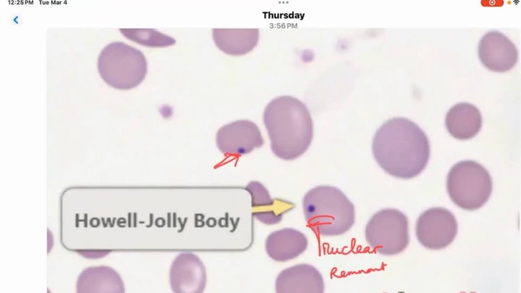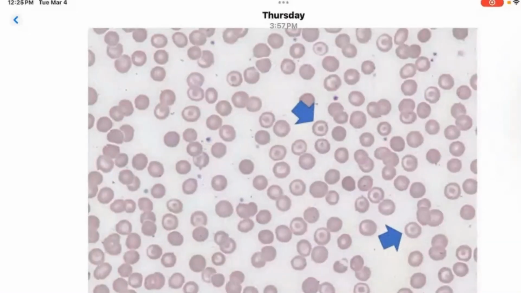Okay, so these are target cells, all right? The target cells, the arrow is pointing at. They have a bullseye. I like to call them donut cells, but not exactly a donut. They have that pink central staining in the middle of the cell. The normal cells have a central pallor, but target cells will have another staining within that central pallor, making them a target cell. So the target cell just shows excess red cell membrane that is retained.